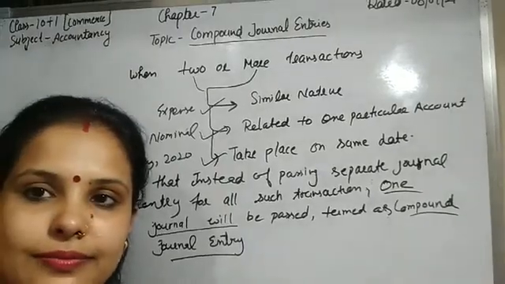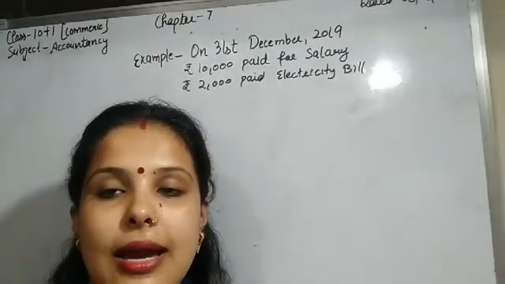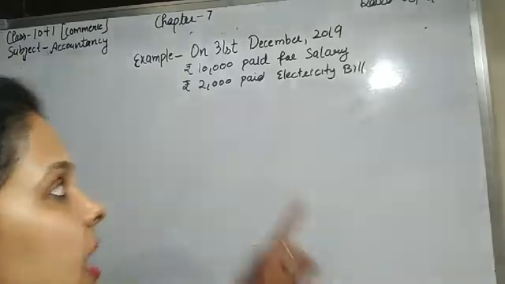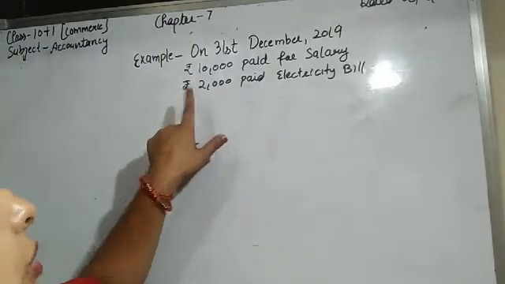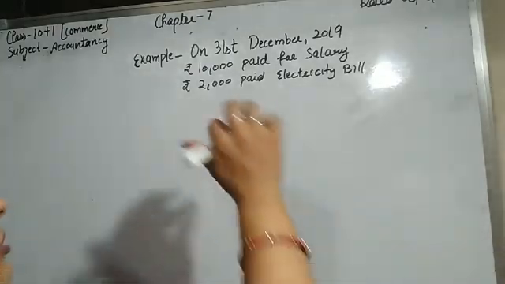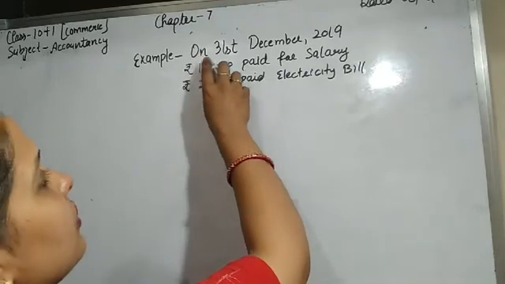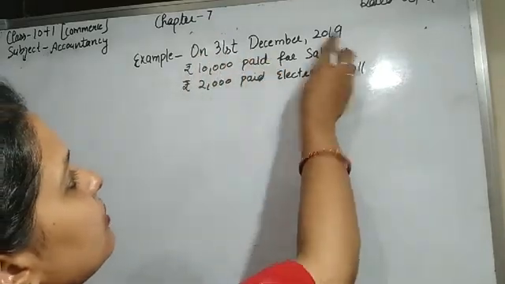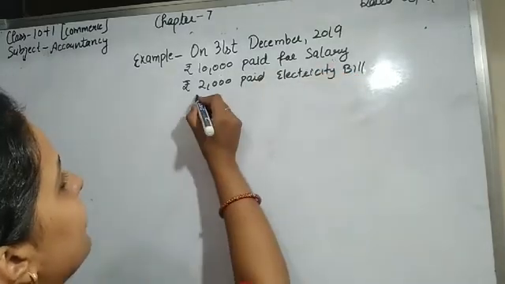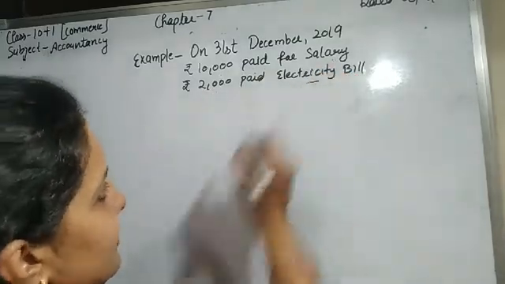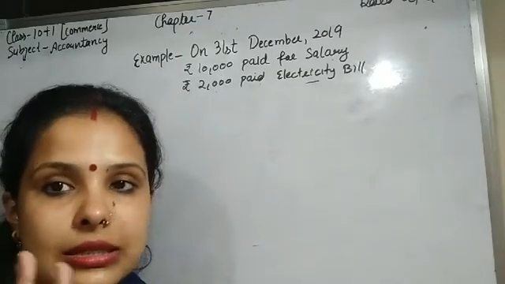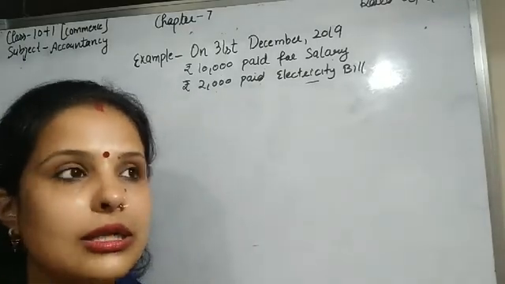Clear, students? Now, students, I am taking an example so it will be more clear how to pass the compound journal entry. The transaction is on 31st December 2019: rupees 10,000 paid for salary and rupees 2,000 paid for electricity bill. So first we consider the three things that we learned in the meaning.